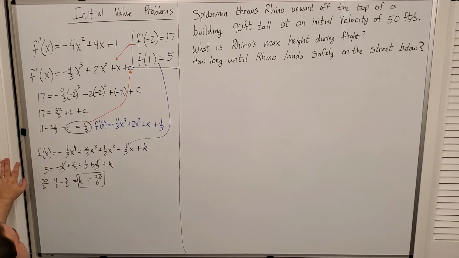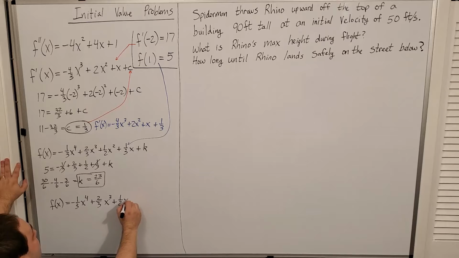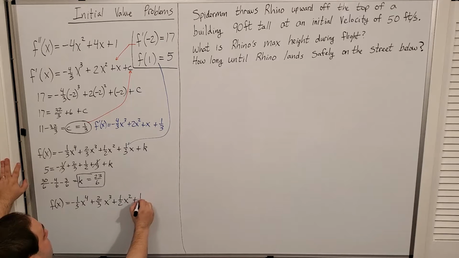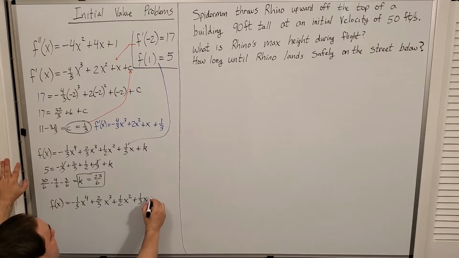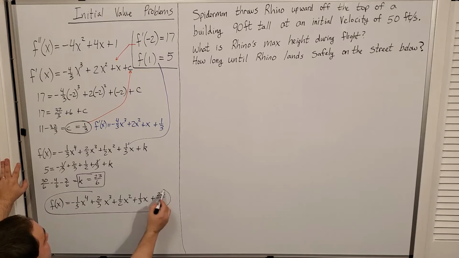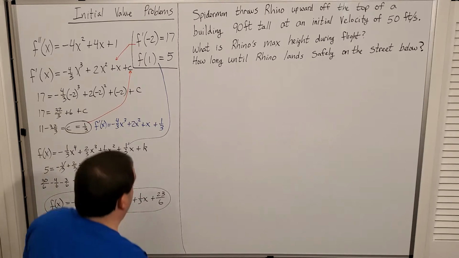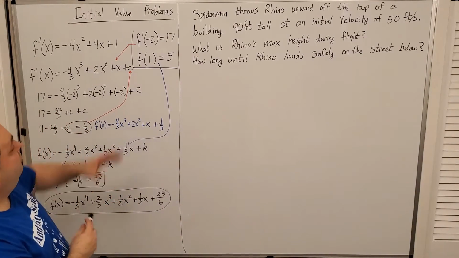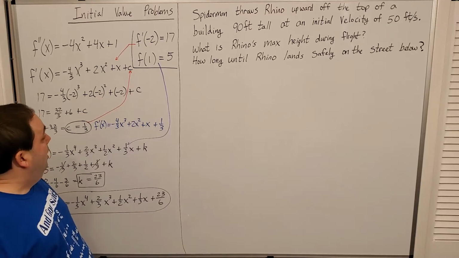So my final function, f of x, is equal to negative 1/3 x to the 4th plus 2/3 x to the 3 plus 1/2 x squared plus 1/3 x plus 23/6. And there you have it. That's my original function using the initial value properties.